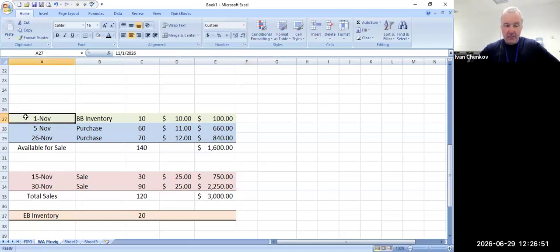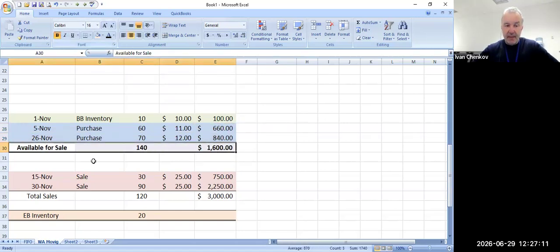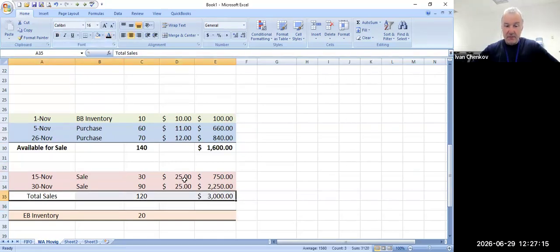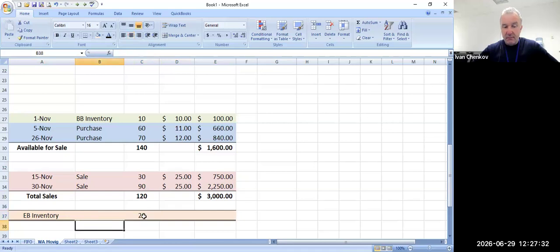Again, we already know that my beginning inventory was $100. What I purchased is 130 items in total, with total cost $1,500. Total $1,600. That's my goods available for sale. What I sold is 120 items, $25 each, 3,000. What's left is the ending inventory. If I have 140 and I sell 120, most likely my ending inventory is going to be 20 units only. That's logical, correct? So now the question is, what will be the cost of my ending inventory? Since I have my ending balance, I can get the cost of goods sold, correct?